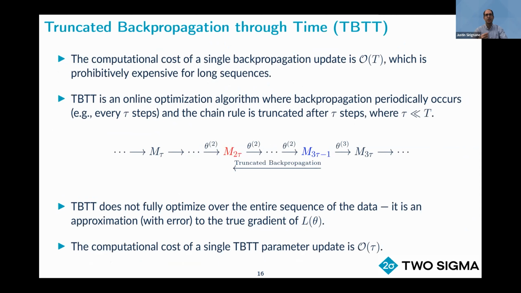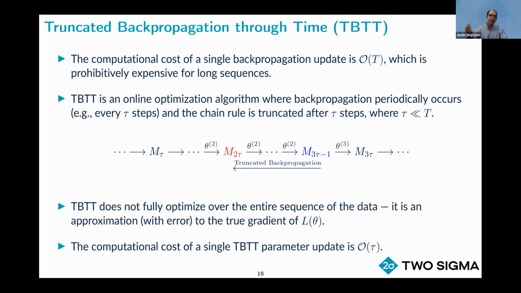In practice, it is common, therefore, to use the truncated backpropagation through time algorithm to reduce computational cost. This is an online optimization algorithm where the recurrent network is continuously marched forward through the sequence. Every tau steps, we will update the parameters. Backpropagation will be calculated tau time steps backwards, and then the chain rule will be truncated. Tau is chosen to be much smaller than the length of the sequence, capital T. Due to this truncation of the chain rule, the computational cost of each parameter update is only order of tau, as compared to order of T for the backpropagation algorithm. Therefore, it substantially reduces the computational cost.